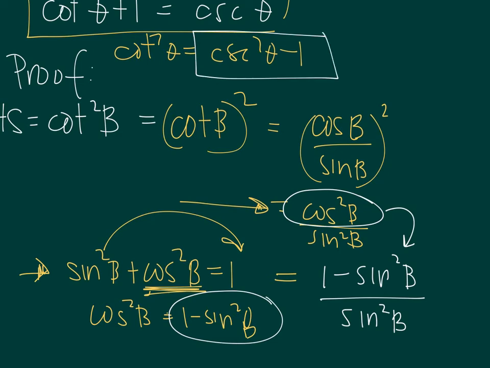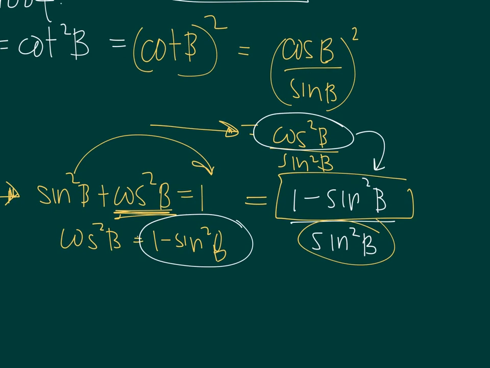There are two expressions, right? So you have to separate these two through sine squared b. Let's take this slowly. It becomes 1 over sine squared b minus sine squared b over sine squared b. That's how we separate the fraction.